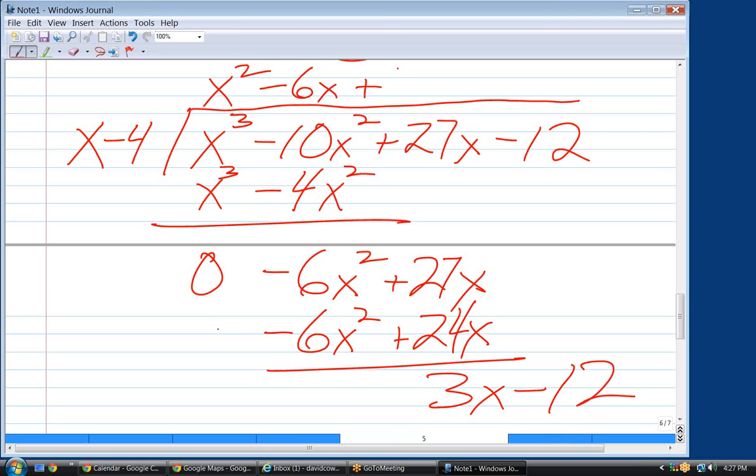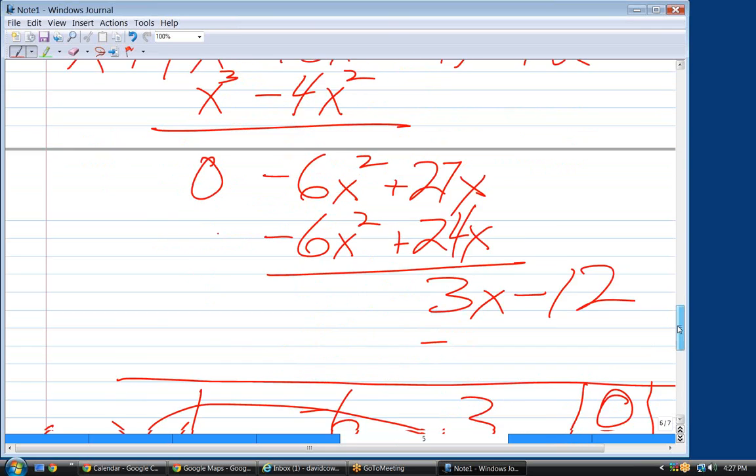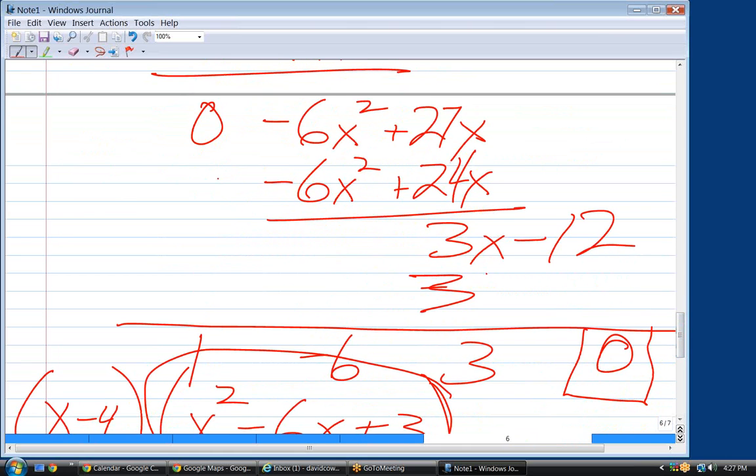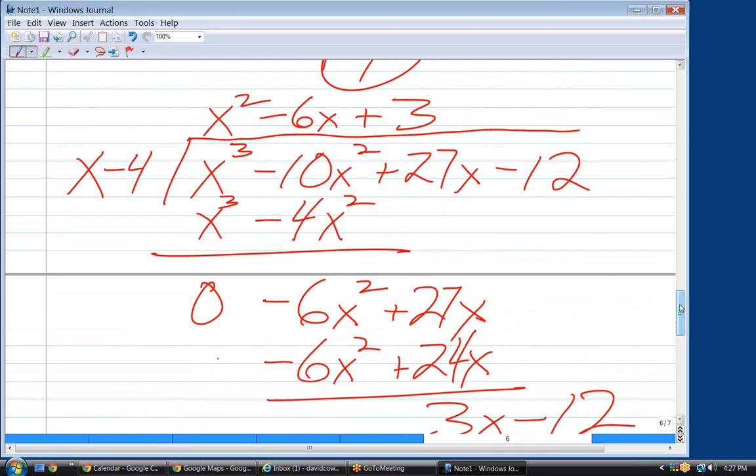So it's just 3. Multiply. You get 3x minus 12. The final subtraction produces that same 0. As long as we get a 0 remainder, we know that x minus 4 is a linear factor of that cubic. If we don't get a 0 remainder, we know it is not.